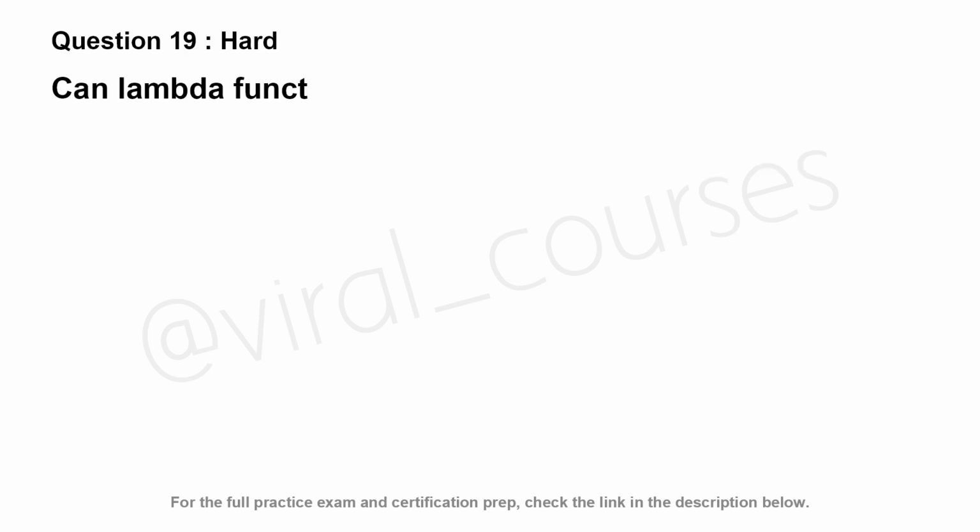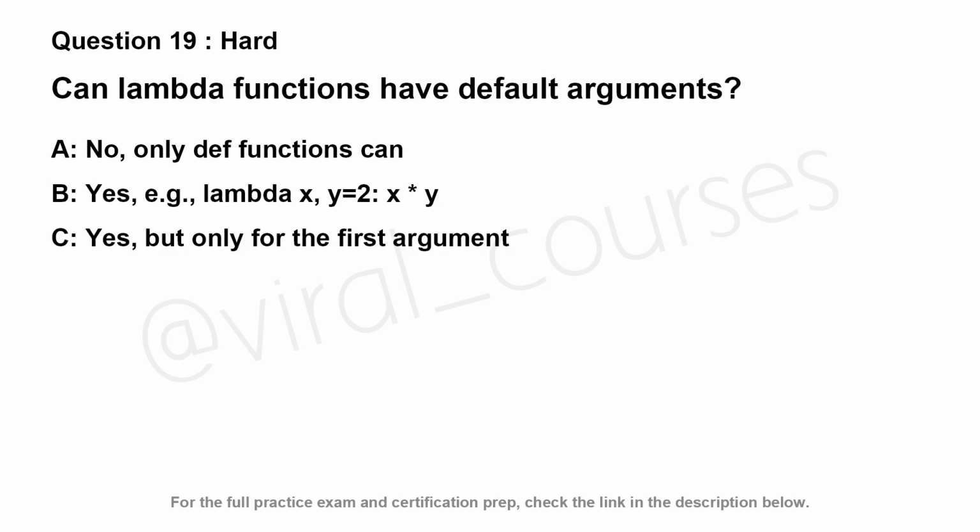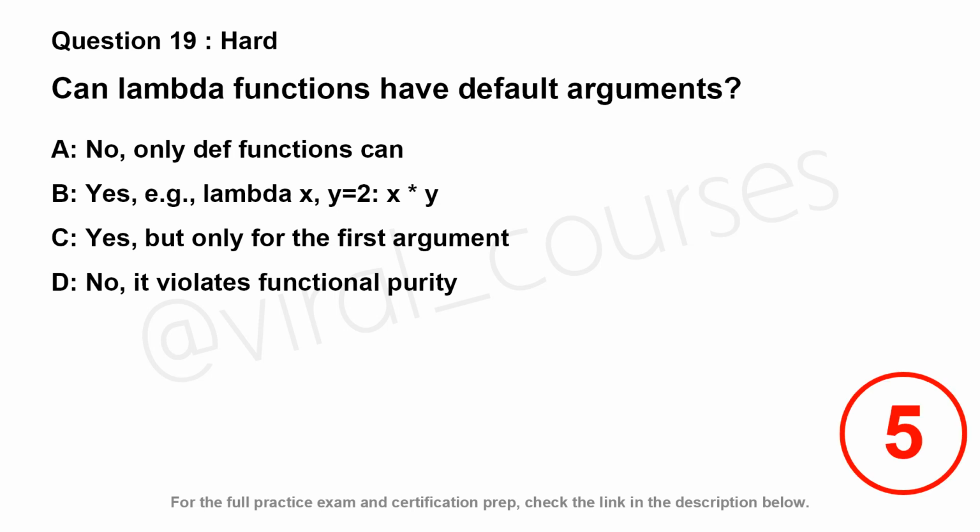Can lambda functions have default arguments? Option A, no, only def functions can. Option B, yes, for example lambda x, y=2: x*y. Option C, yes, but only for the first argument. Option D, no, it violates functional purity.